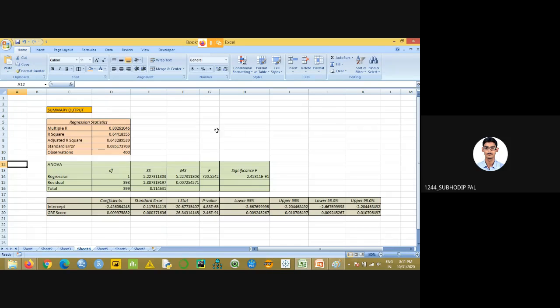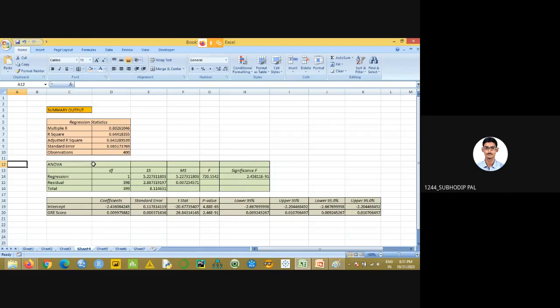Are you all familiar with this output? Have you seen it before, or are you seeing it for the first time? Seen it in the BA class. Okay, that's fine. I'll explain this.